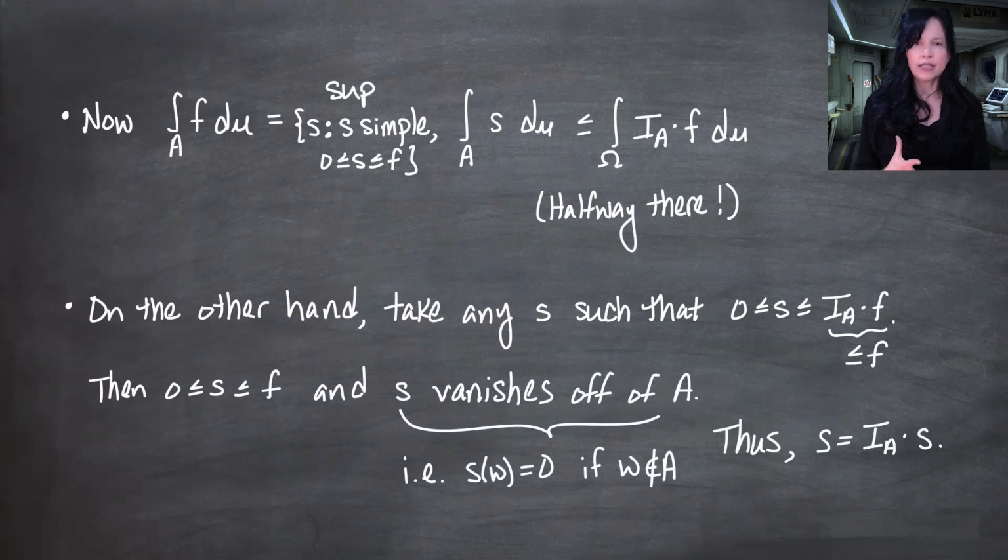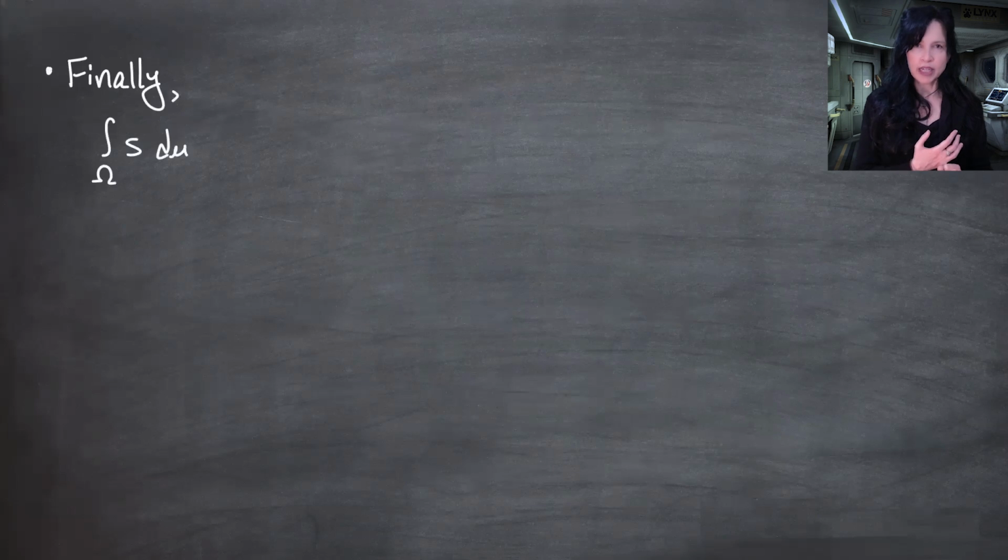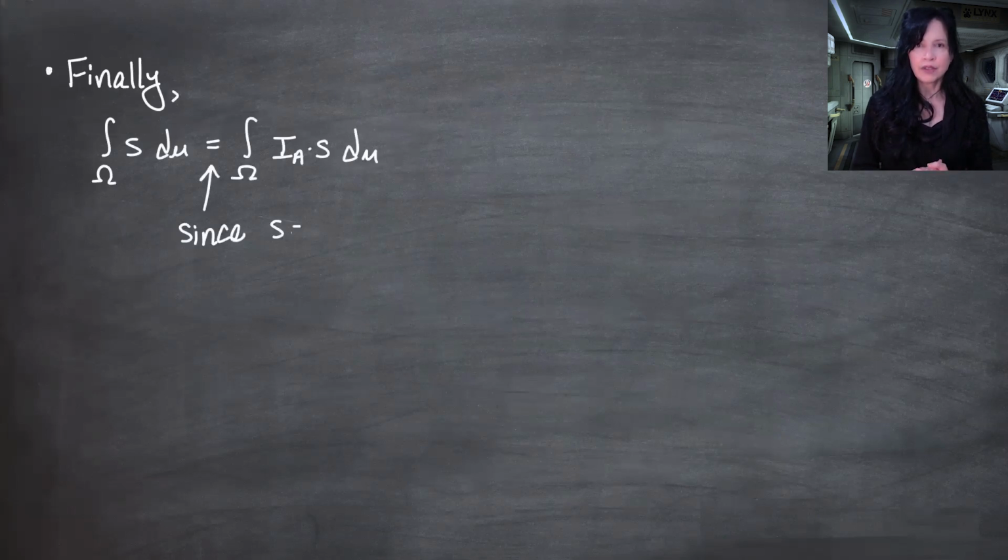Okay, so as a final step, let's look at the integral of the simple s with respect to mu over the full omega. We just convinced ourselves that for the s in this problem, where we started with an s trapped between 0 and the indicator times f, that s is identically equal to the indicator on the set A times s. So I'm just going to replace s with the indicator times s. Now, this is a simple function, and so by case 1 that we've already proved in what we're trying to prove here, I do know that I can write this without the indicator and sort of suck that into the limits of integration, if you will.